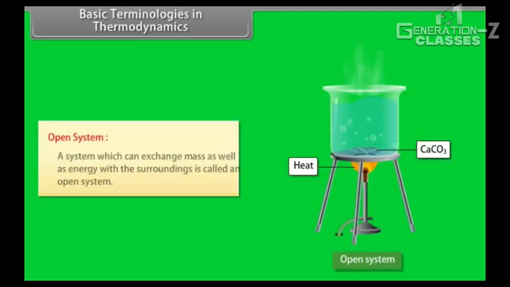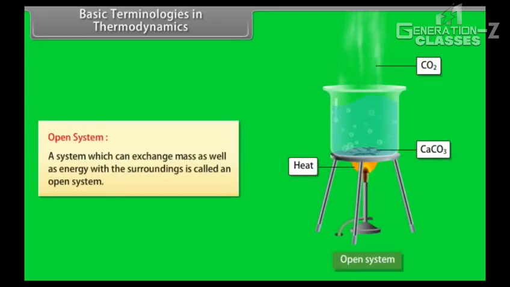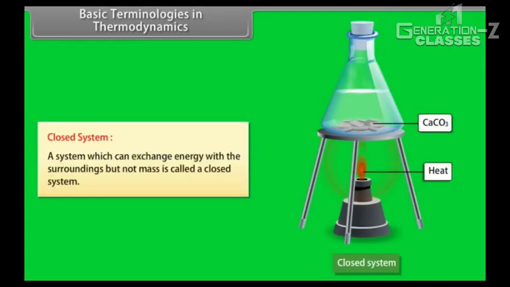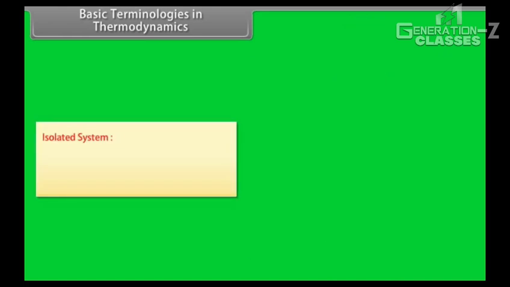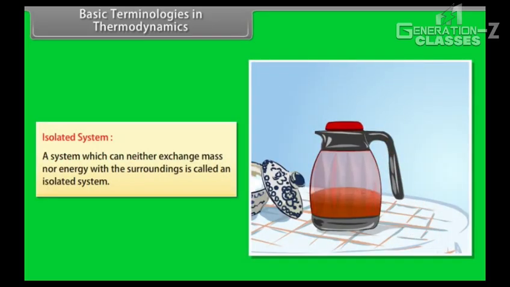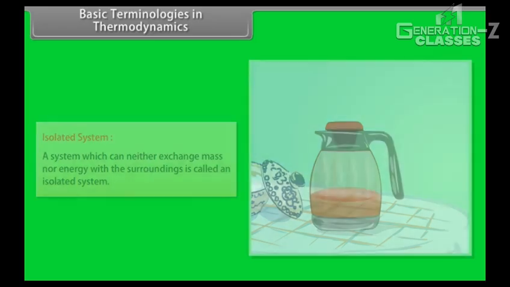Open system. A system which can exchange mass as well as energy with the surroundings is called an open system. Closed system. A system which can exchange energy with the surroundings but not mass is called a closed system. Isolated system. A system which can neither exchange mass nor energy with the surroundings is called an isolated system.